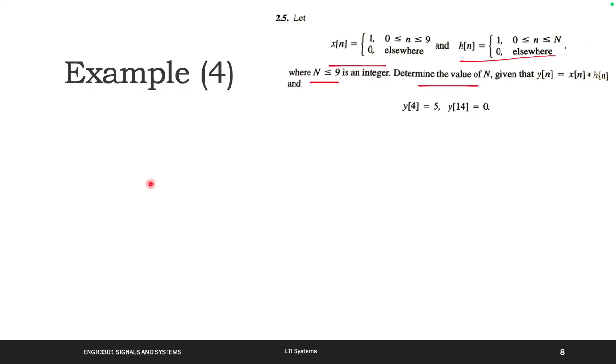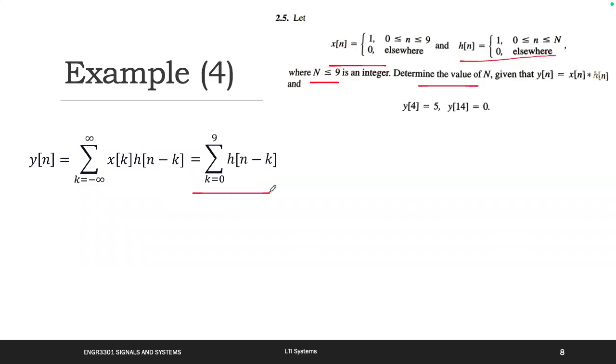Convolution. Yeah, just remember that. Convolution, am I right? You know this equation. And then we know x[n]: if n is greater than or equal to 0 and smaller than or equal to 9, it is 1. Otherwise, it will be 0. So we can transfer our equation like this.